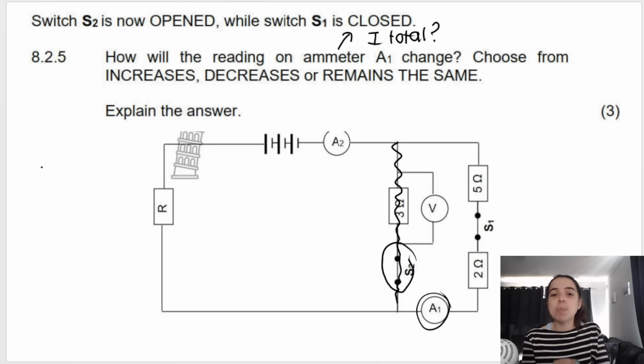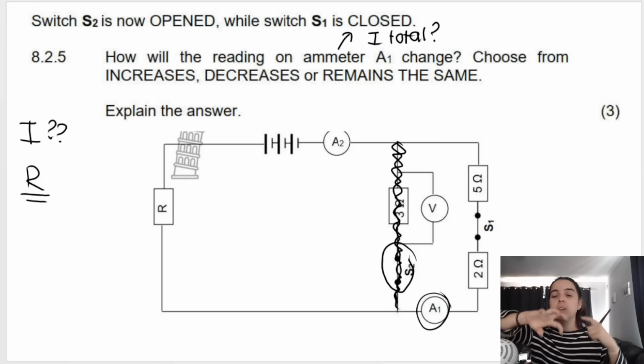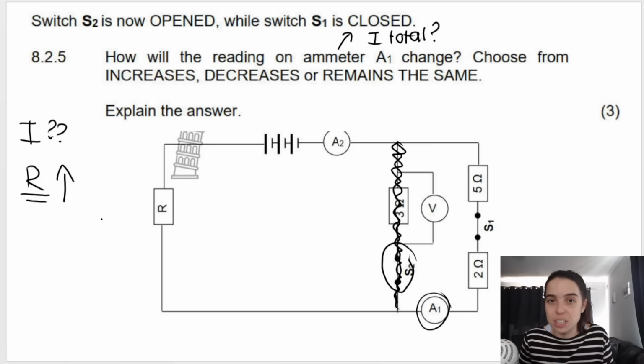Now, to know what happens to current, we always need to consider what will happen to resistance, total resistance. And this is how I remember it. If you're taking a resistor out of parallel, so that's basically what we're doing. We're opening up a switch, we're removing a resistor in parallel. It seems like it's backwards, but if we remove a resistor in parallel, total resistance increases.